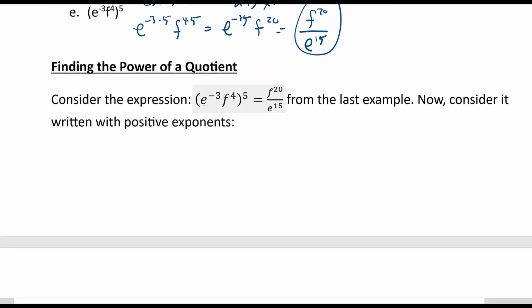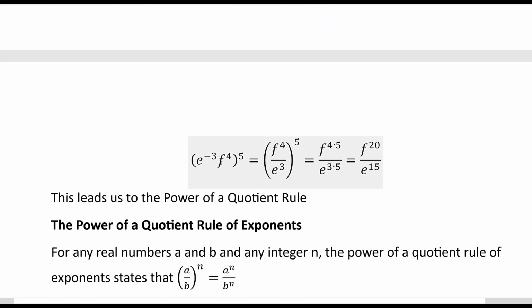So in that last one we had e to the negative 3, f to the 4 to the 5th was f to the 20 over e to the 15th. Now consider if we had positive exponents. So instead of e to the negative 3, it was e to the 3rd down below. So f to the 4th over e to the 3rd to the 5th is f to the 4 times 5, e to the 3 times 5, so f to the 20 over e to the 15.